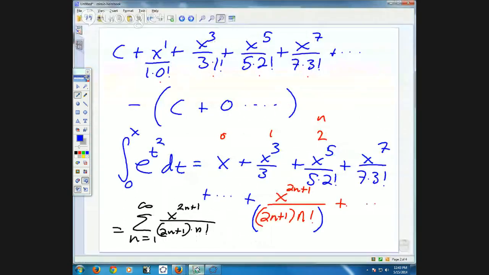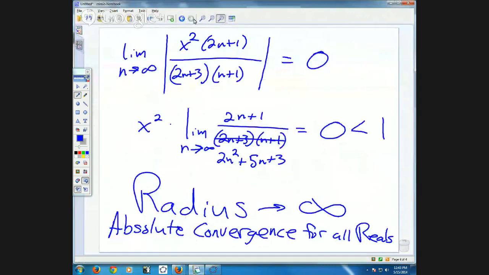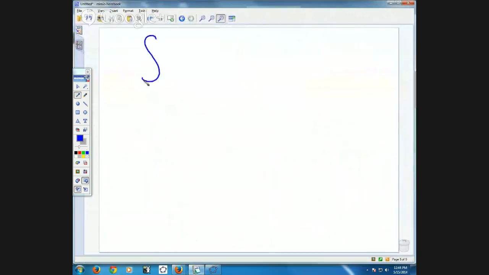Let's start over with the integral from 0 to x of e to the -t² dt. See if you can come up with a power series for that based on what we just did.